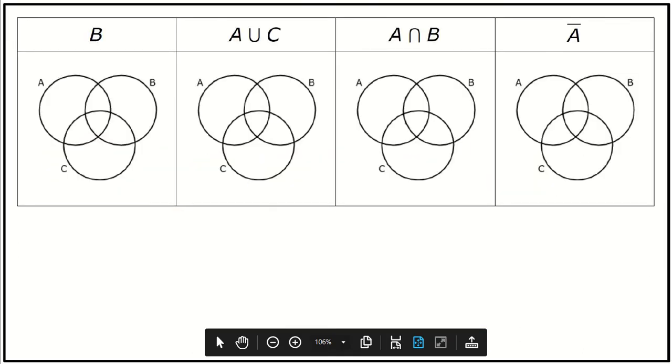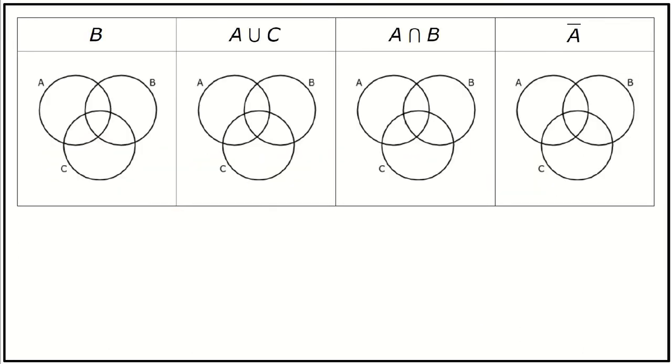Let's have a look at an example. So this is just now looking at the understanding of what areas relate to our unions and our intersections. So when I talk about B, just B, that means anything, I'm just going to colour in that circle B. Everything inside there is related to event B.